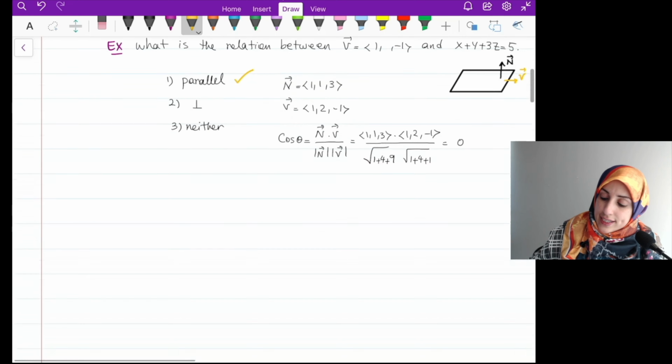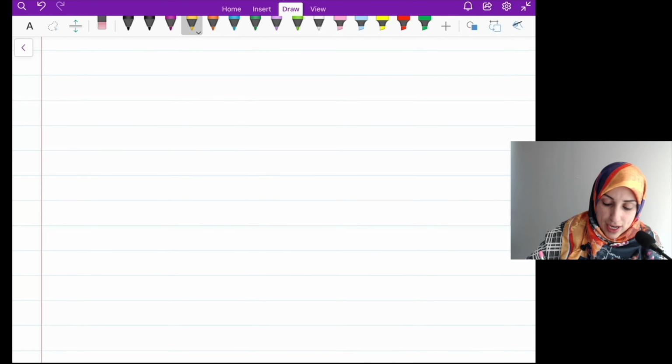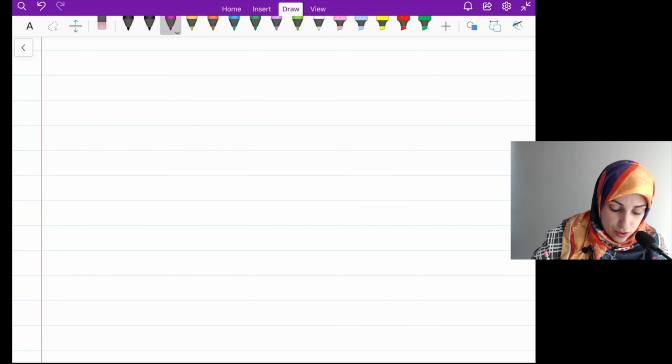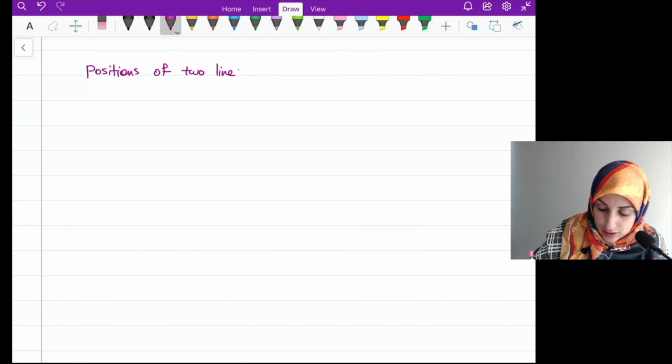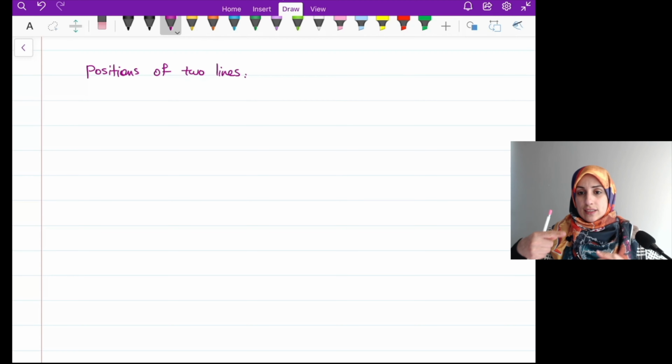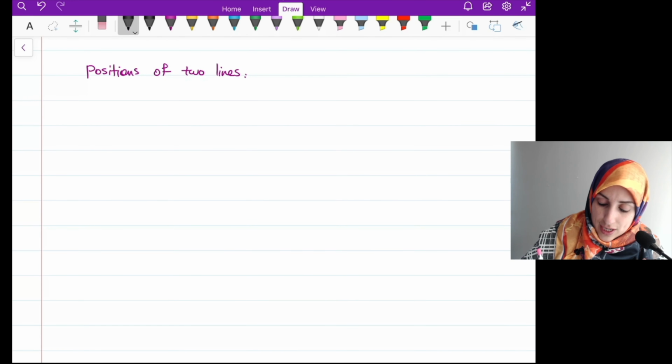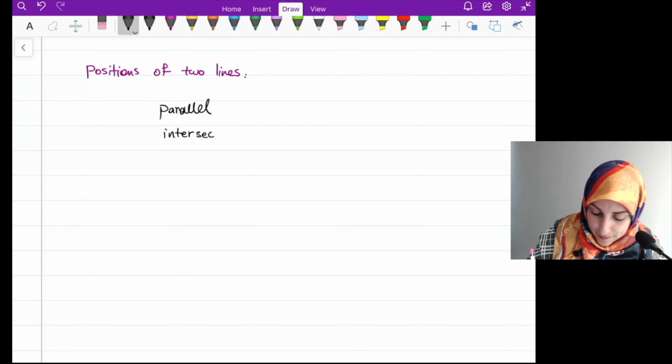Perfect. Now let's talk about positions of two lines. If I have two lines, they could be parallel, they could intersect, or they could be skew. What is a skew? I'm gonna tell you. So they could be parallel, they could intersect, and they could be skew.